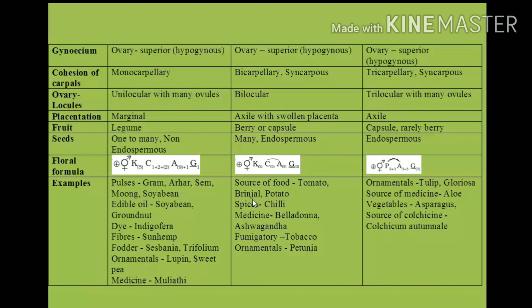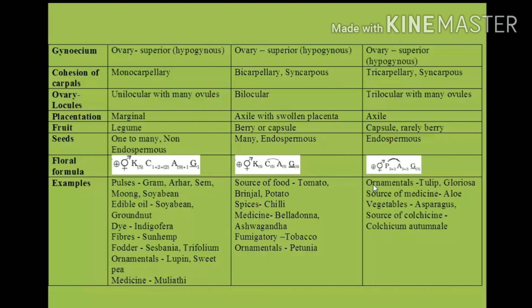Moving on to Solanaceae, many of them are very commonly used. That is, the source of food is tomato, brinjal, and potato. The spice used is chili. The medicinal plant is belladonna and ashwagandha. The fumigatory plant is tobacco. And moving on to the ornamental plant, that is petunia.